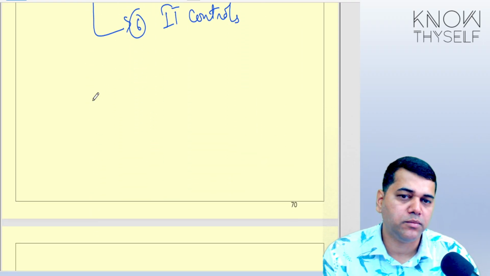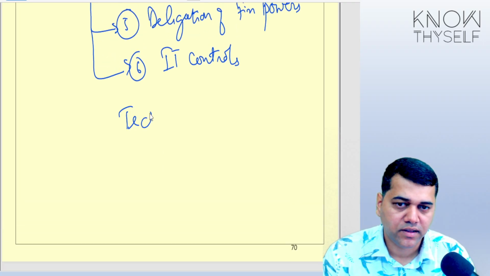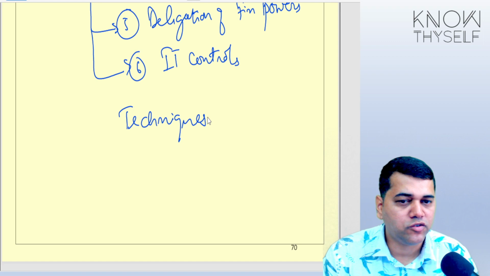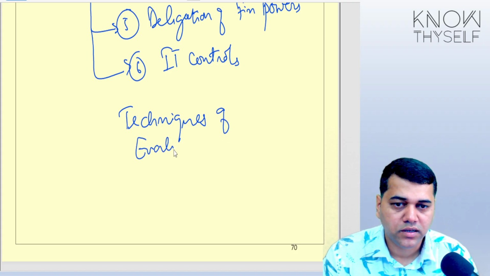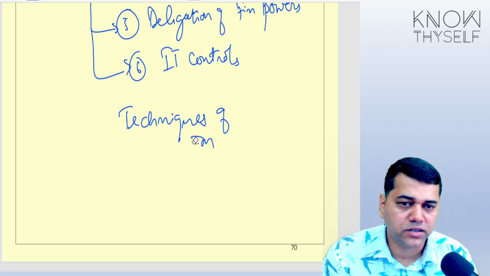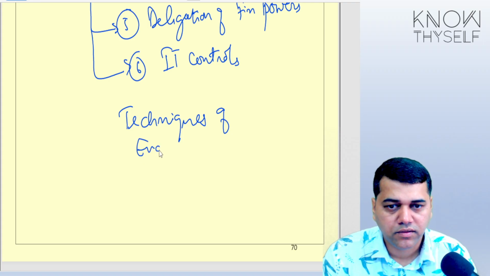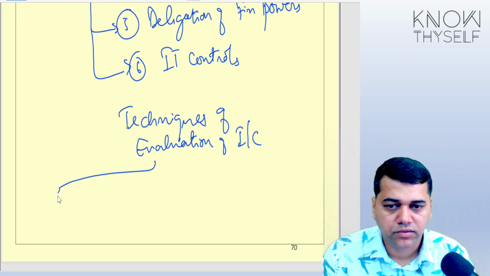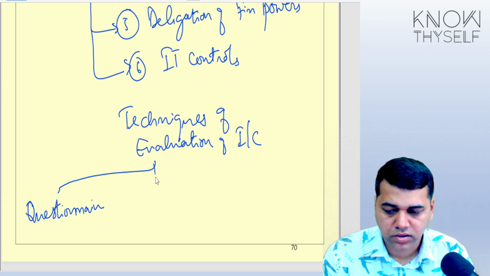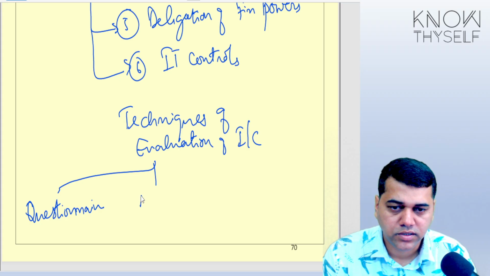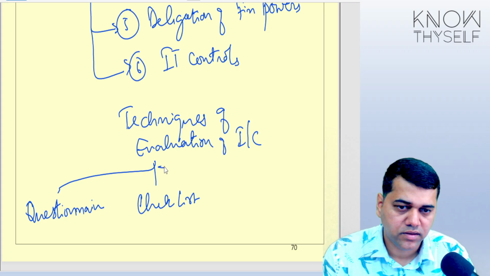So next thing is about your techniques. Techniques or methods of evaluation of internal control. We have got questionnaire, checklist, flowchart.